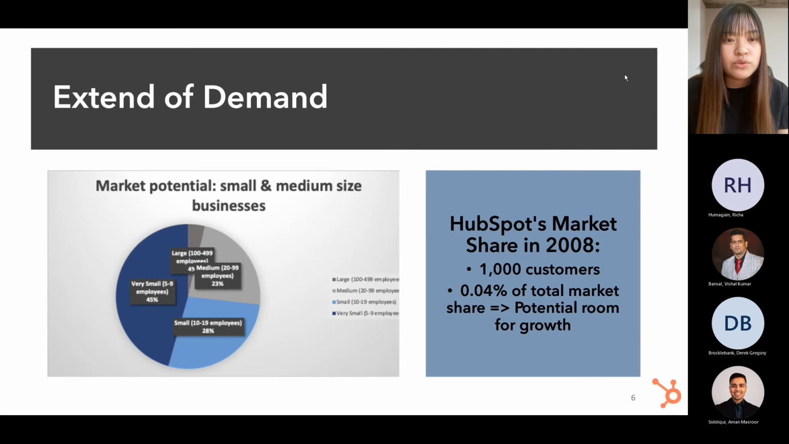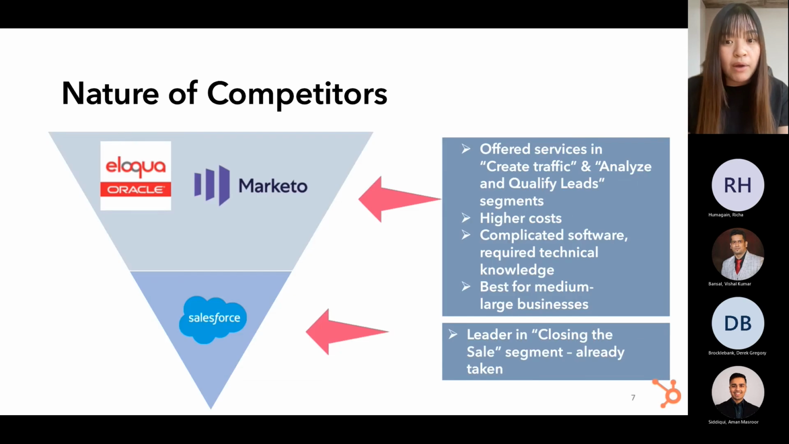And now I would like to introduce you to HubSpot's competitors. Inbound marketing is made up of 3 segments: create traffic, analyze and qualify leads, and closing the sale. When it comes to creating traffic and analyzing and qualifying leads, the top 2 competitors of HubSpot are Eloqua and Marketo.